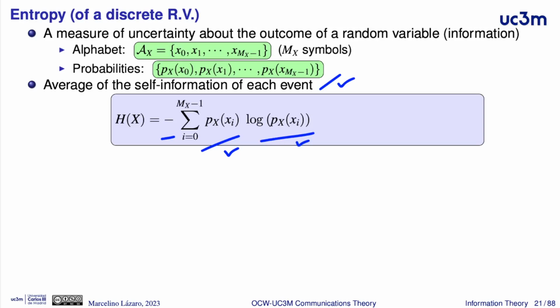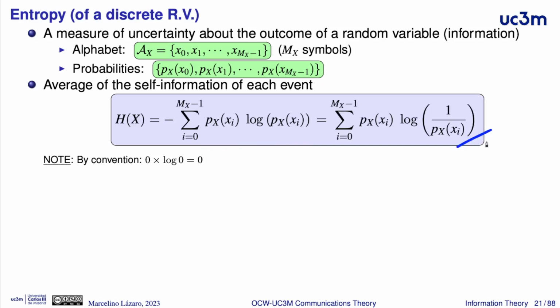And if we change the sign from negative to positive, we invert the argument in the logarithm. This is because of the basic properties of the logarithm. Here, by convention, we assume that 0 times the logarithm of 0 is equal to 0.